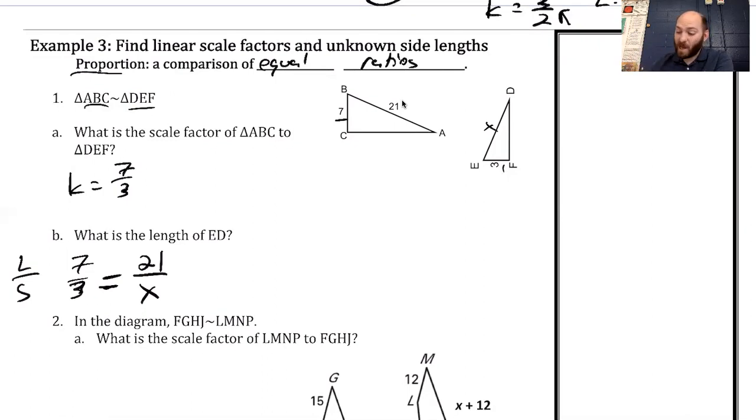If I flipped it, it's not a big deal. Small over large would be 3 over 7, but then that would be x over 21. So that gets flipped as well. Either way works. Bottom line is I am going to cross multiply.